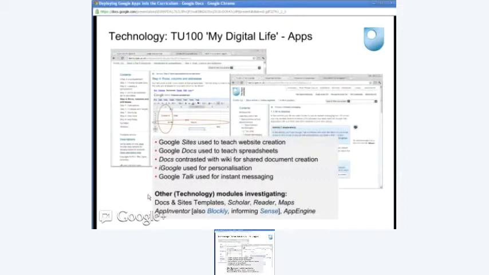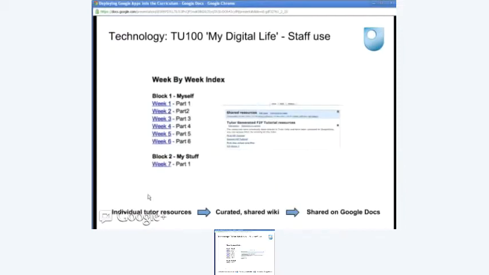And later on, iGoogle was brought in for them to exploit these gadgets, and then Google Talk, as I've said, for instant messaging. So that's the first level course. Other technology modules are now looking at bringing in some of the other tools that are available, including things like Scholar. Well, that's not really a Google Apps thing. Google Reader we added in. Google Maps, again, they don't really need an account, but there are some aspects they can use. And as I mentioned, App Inventor and App Engine are of particular interest to the higher level technology courses. So all of those are being investigated. They're not live yet. So that's level 1.